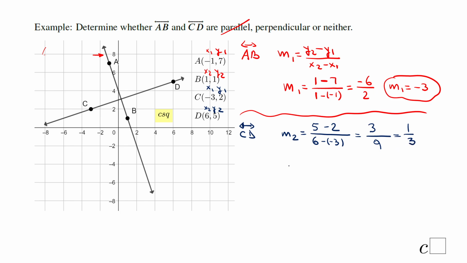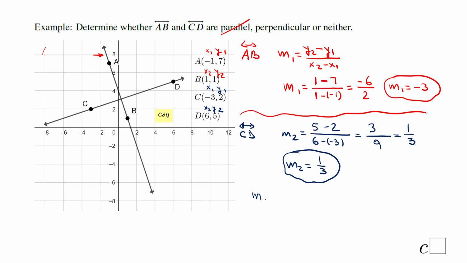So let's take a look at the second slope. And what do we notice here? These two slopes are negative reciprocal or opposite reciprocal, if you want to call them like that. The reciprocal of negative 3 is negative 1 over 3. If we change the sign, we get 1 over 3, or vice versa. The reciprocal of 1 over 3 is 3. If we change the sign, we get negative 3. So these two lines are perpendicular.